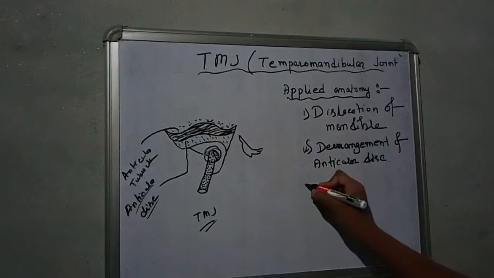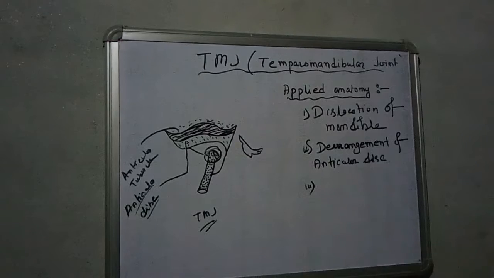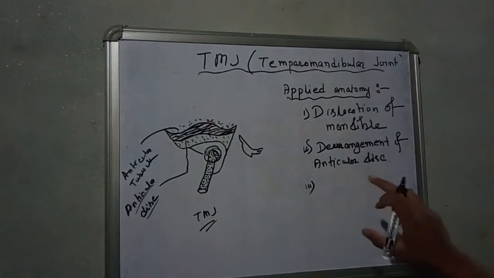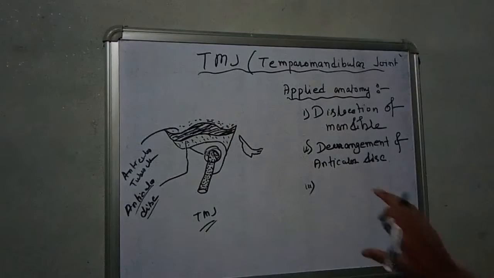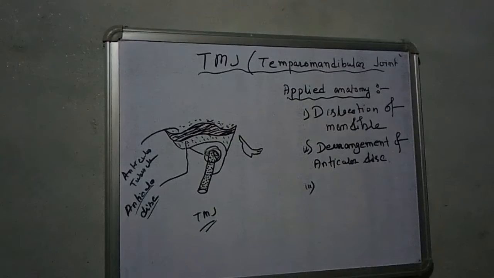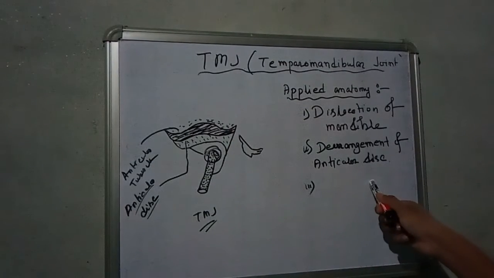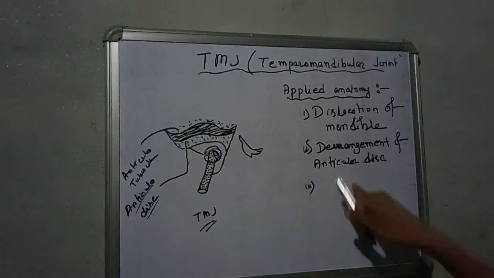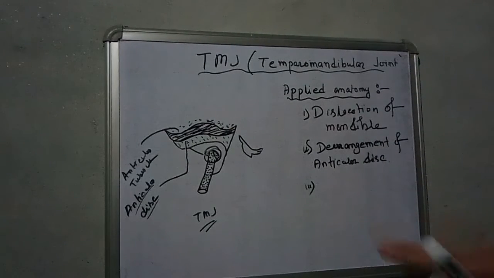And number three, in the time of operation on the joint, the 7th cranial nerve should be preserved with care. So this was the applied anatomy of the TMJ.